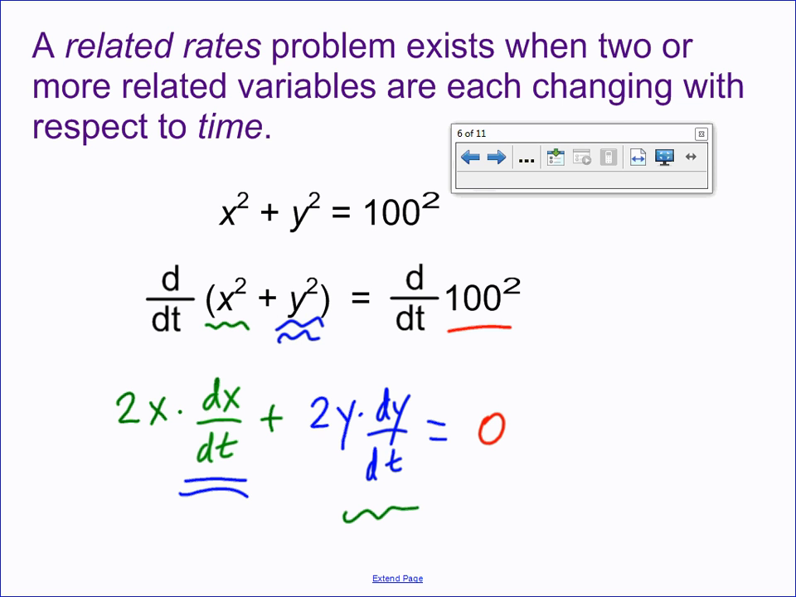So at this stage in our life, we need to recognize that a related rates problem exists when one or more variables are changing with respect to time. So they're changing with respect to time. We differentiate all terms with respect to time, and each time we differentiate an x term or a y term or a theta term, it's going to spit out a d theta dt or a dx dt or a dy dt in accordance with the chain rule.